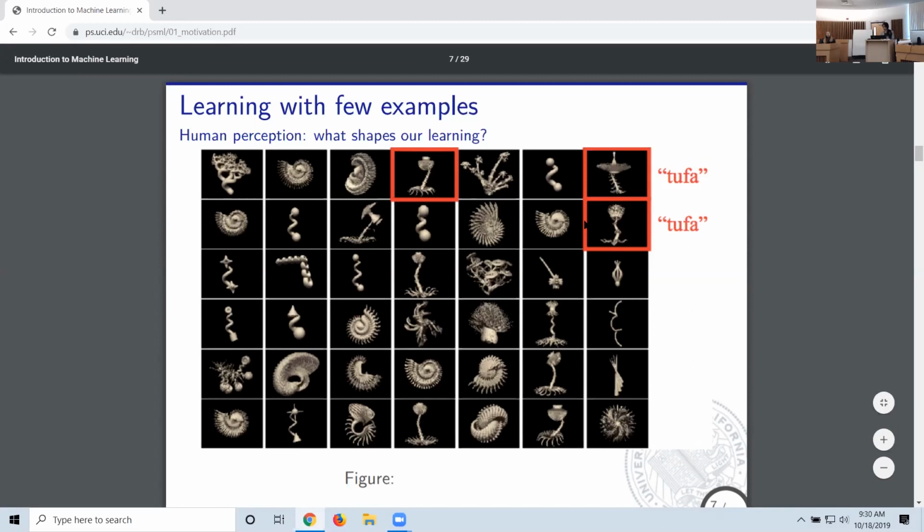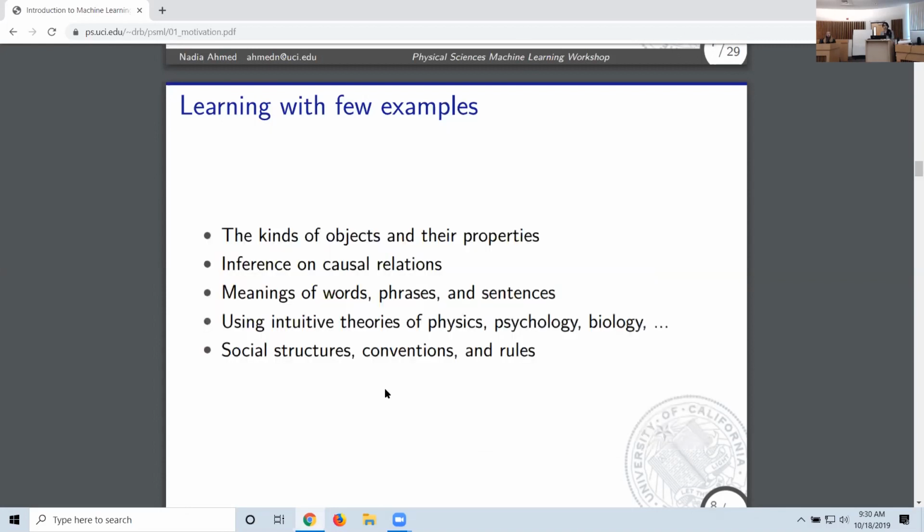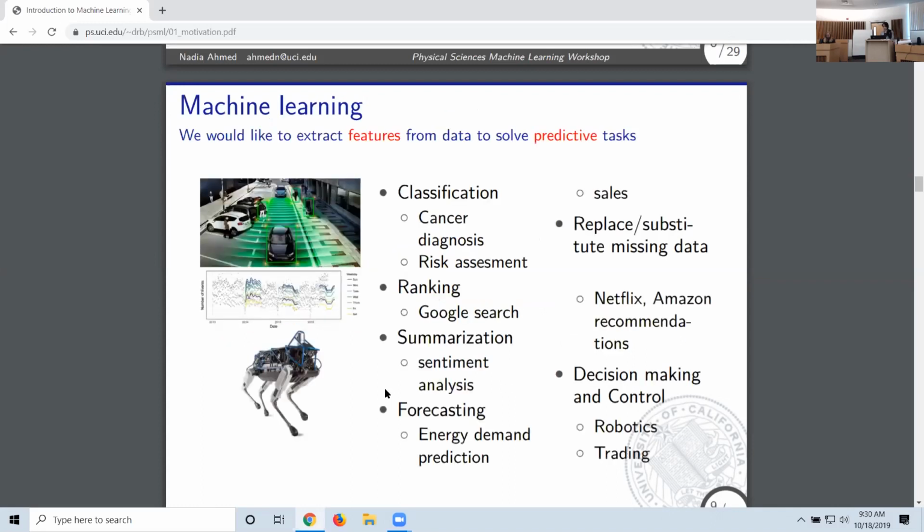Okay, obviously these are not tufas, right? But if you're looking for something that has this kind of root and stem flowering kind of thing, we can quickly identify what a tufa is. Now, it turns out for computers and machines, this is not such an easy task. So you can see where we could have potential pitfalls. Other examples of learning where you have limited resources available to you: meanings of words, phrases, and sentences, semantic computing. That's why NLP really is a huge field right now, as well as intuitive theories that you are probably all very close with in terms of physics, biology, chemistry. Even social structures, sociology, also have the same sort of issues.